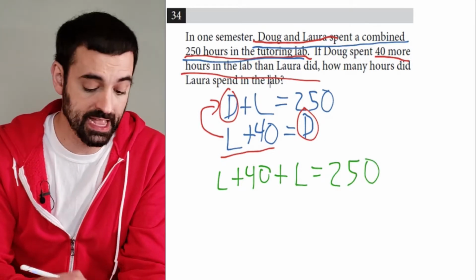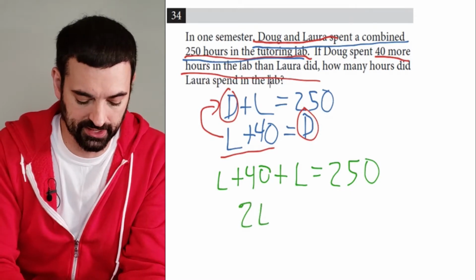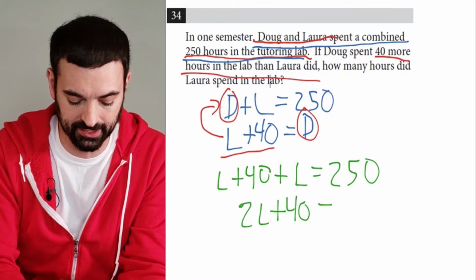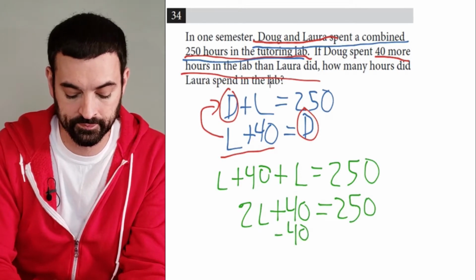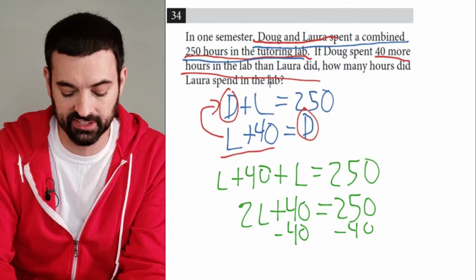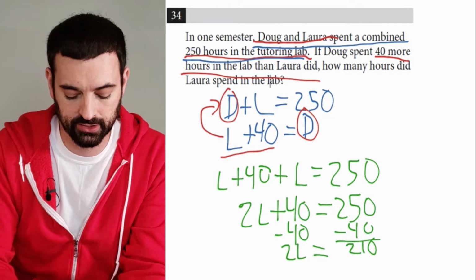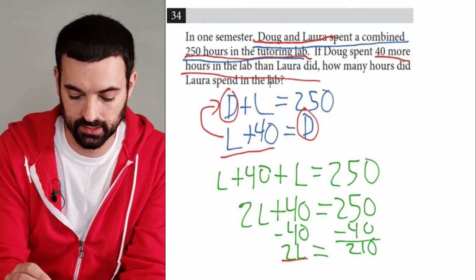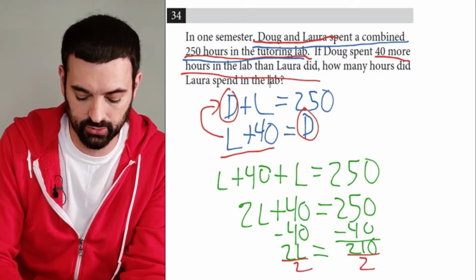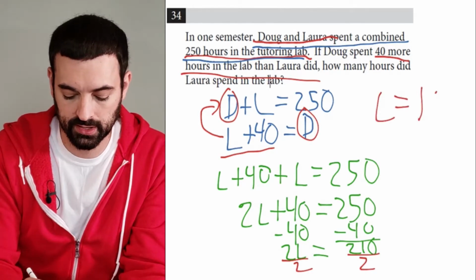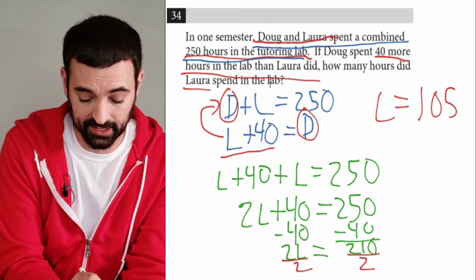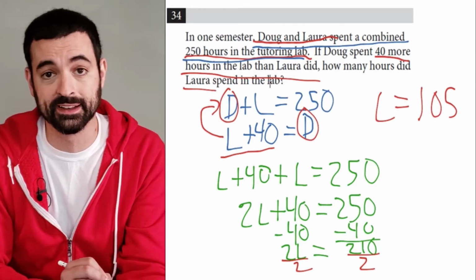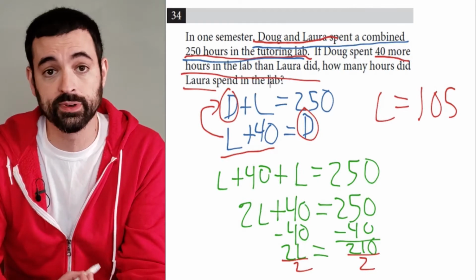250. And now I'm just going to simplify. This is 2L plus 40 equals 250. We subtract 40 from both sides. Oh, this is going to be easy. 210 equals 2L. Divide both sides by 2. L equals 105. They're asking us for how many hours Laura spent in the lab. So we're done. We don't need to solve for Doug.